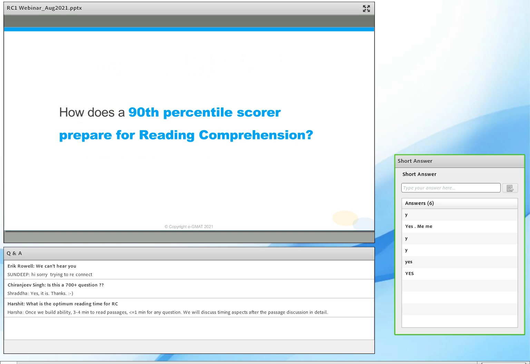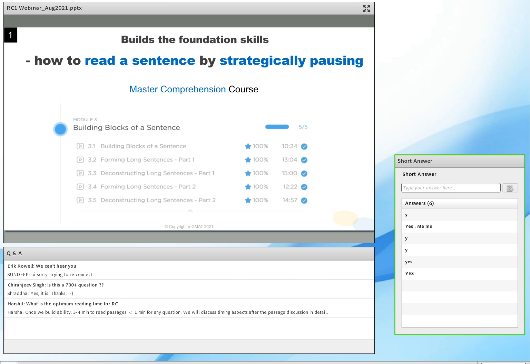So now let's talk about the time part. I hope I've convinced you that this is all possible. It just requires a little bit of effort and practice. Now let's talk about how a 90th percentiler really prepares in terms of looking at data and taking feedback from data. So at e-GMAT, we start with what we call the master comprehension course.